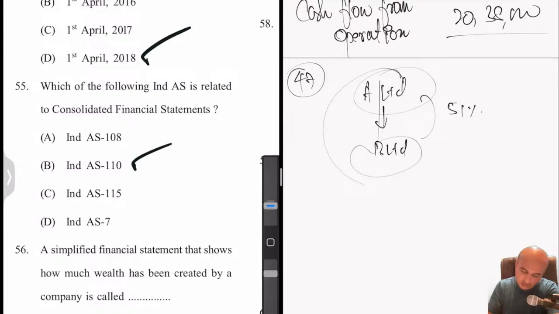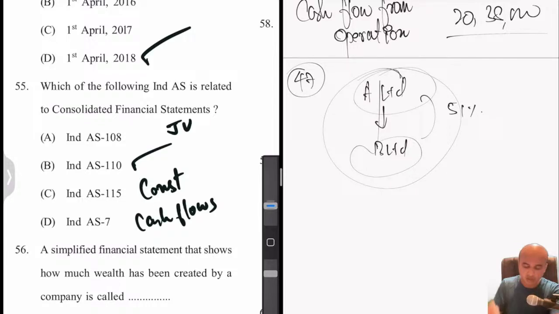Now that we are looking at Ind AS 110, let's also look at what the other accounting standards deal with. For example, Ind AS 28 deals with accounting for interests in joint ventures and also associate companies. Then Ind AS 115 deals with construction contracts. This is for joint ventures, this is for construction, and Ind AS 7 deals with cash flows. Okay, so that's all with respect to question number 55. Let's move on. Next question, 56.